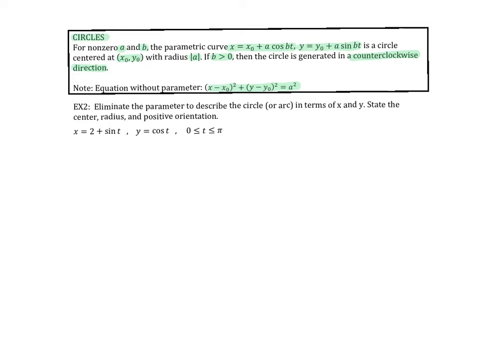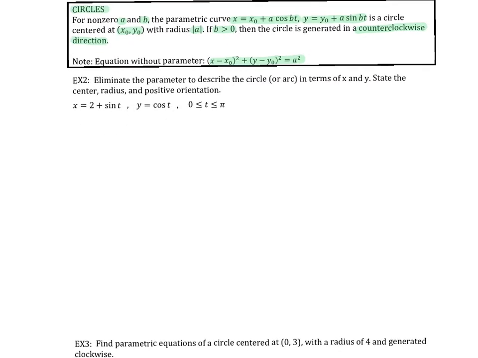So let's say that I did have my x as sine and my y as cosine. Again, this is still going to be a circle. However, my x sub 0, y sub 0 is not going to change. My 2 is still my x sub 0. And notice that the y sub 0, oops, forgot my little sub 0, is 0 in my y equation. My a value is 1, because the coefficient on sine and cosine is 1. And my b value is 1 as well.